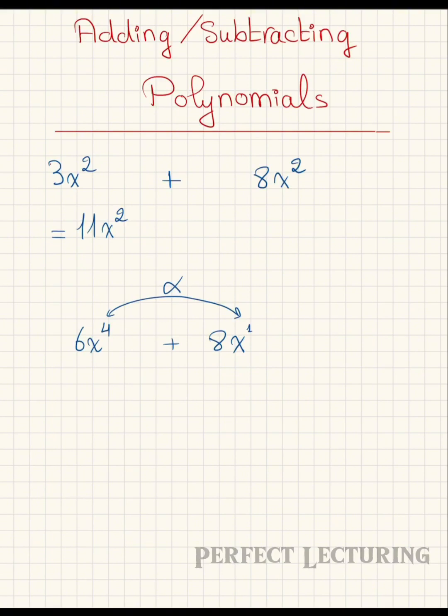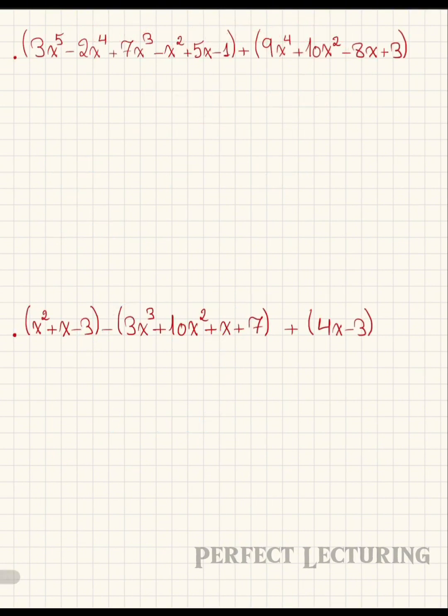What if I have something like 5x squared plus 3t squared? Again, I cannot add. Why? Because the variables are different. Here I have x, here I have t, so we cannot add these two terms. So that's it. Of course, anything that works on addition also works for subtraction. They are the same. Let's now do these two examples.